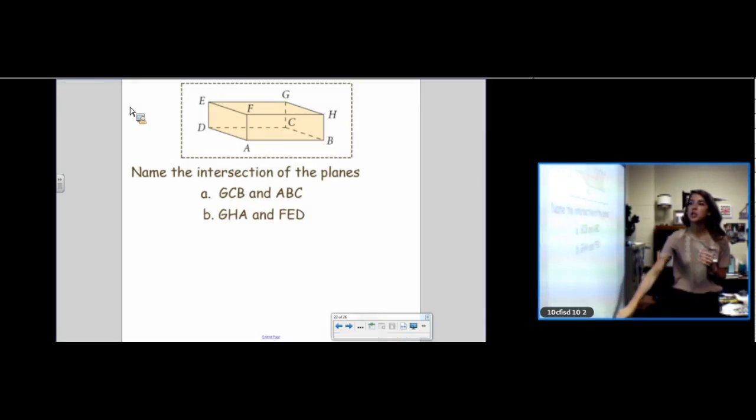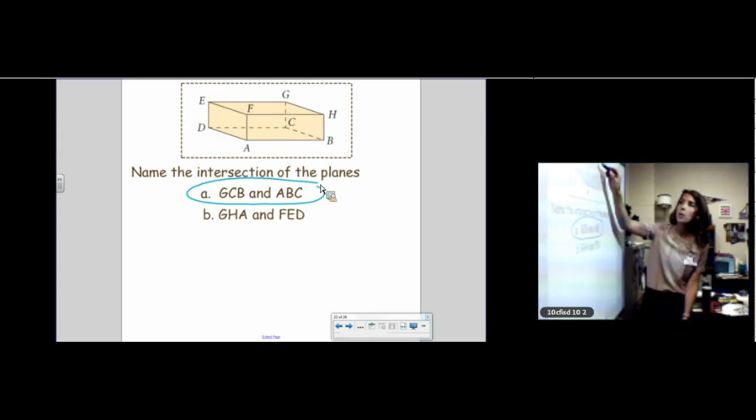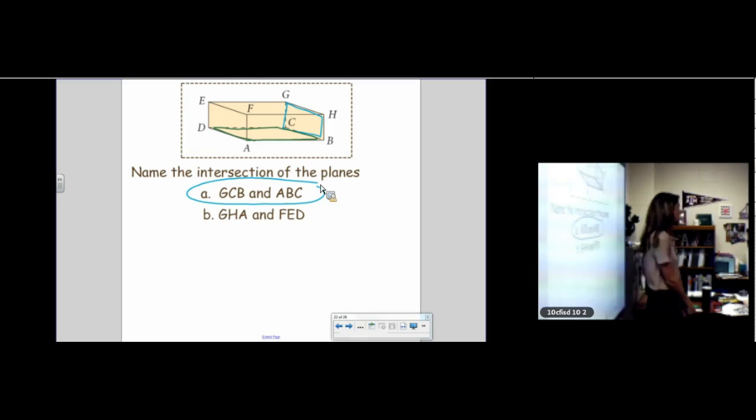Okay. I want you to name the intersection of plane GCB and plane ABC. I'll help you out. I want you to name the intersection of the blue plane and the green plane. Name the intersection. Good, but name it. Yes, perfect. Superstars, good job. Keep trying. Good, but yes, that'll work actually. Good, but this one won't. This one will work. This one won't work. You can't do it like that.